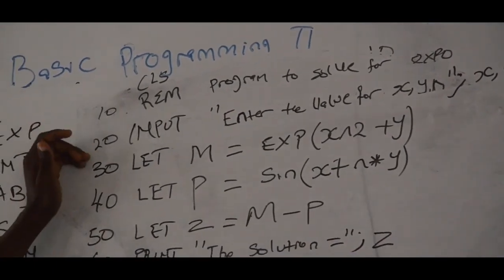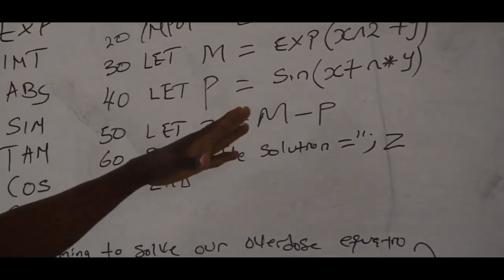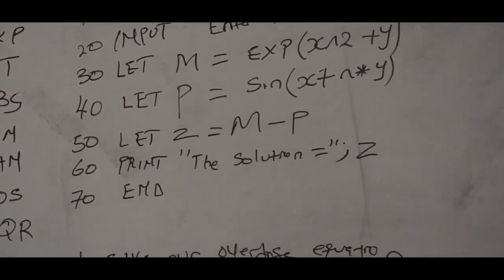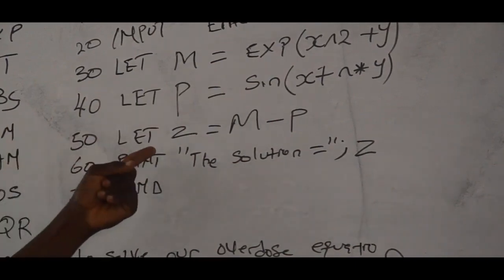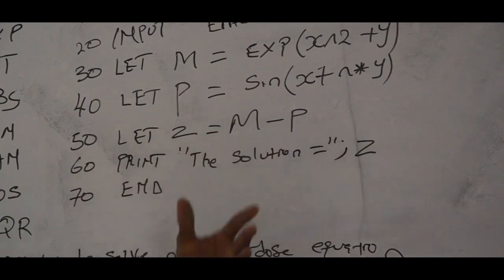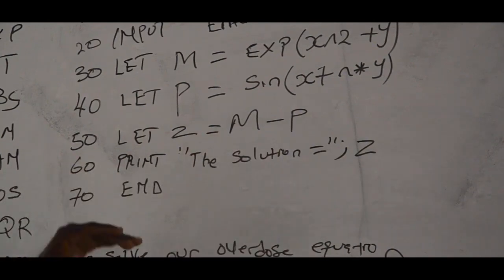So now coming to line 30, we have m equal to exponential x to the power 2 plus y. But looking at our equation, there is no m. We are the one that brings in the m. Why? Because we want the work to be easier for the compiler. That's why we bring in another variable. We represent this one with m and we represent this one with p. So now, coming to line 50, we just said let z equal m minus p. It's very straightforward. Then we print our solution with z, and line 70 is the end.